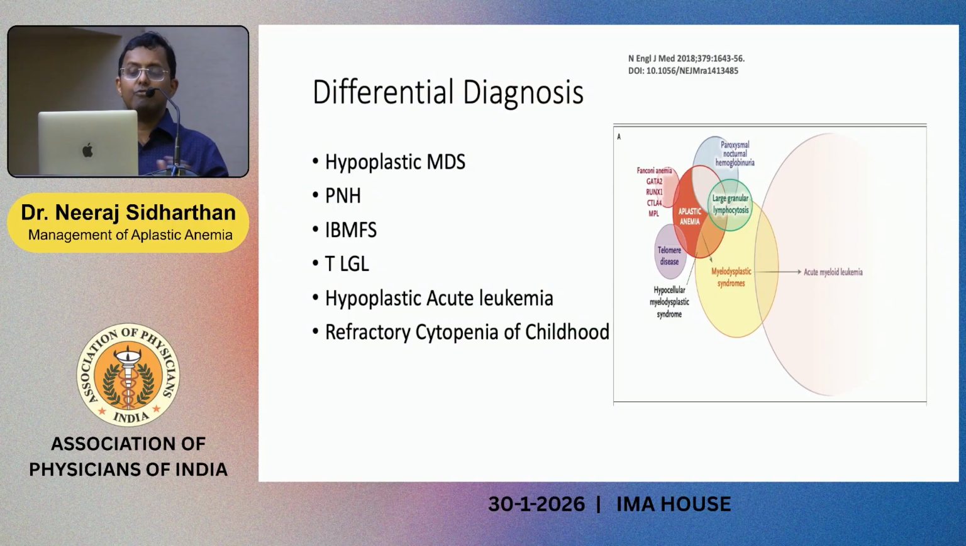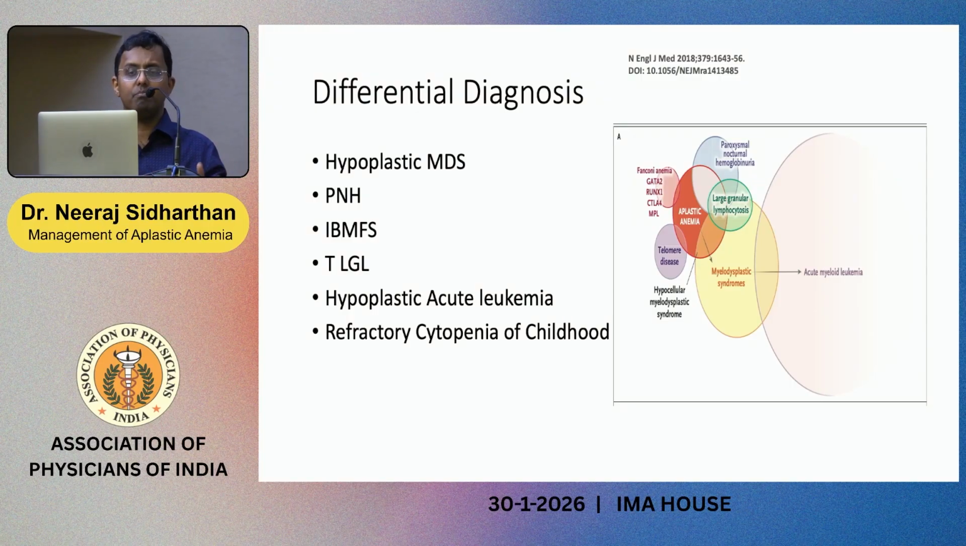So you have a lot of differential diagnoses for aplastic anemia. You have a bone marrow with a hypoplastic myelodysplastic syndrome. It is one of the differential diagnoses. So all hypoplastic marrows are not always aplastic, and there are certain ways by which we distinguish this, but I will not go into that.